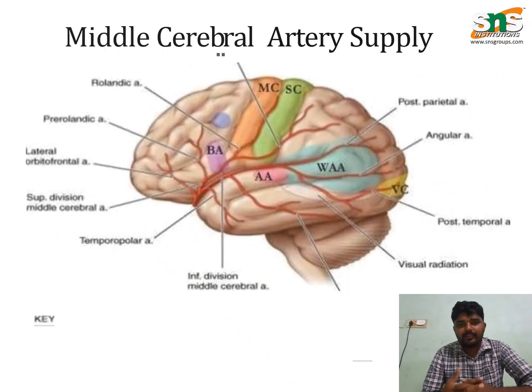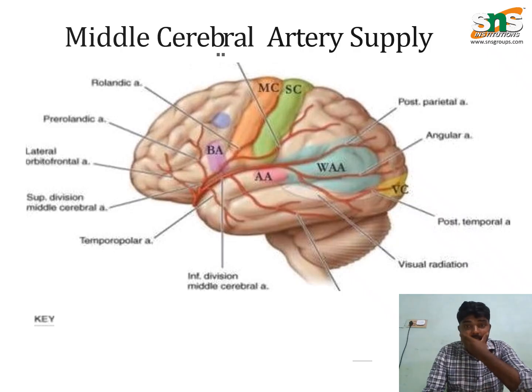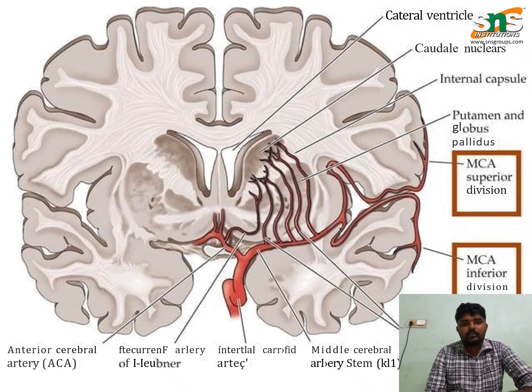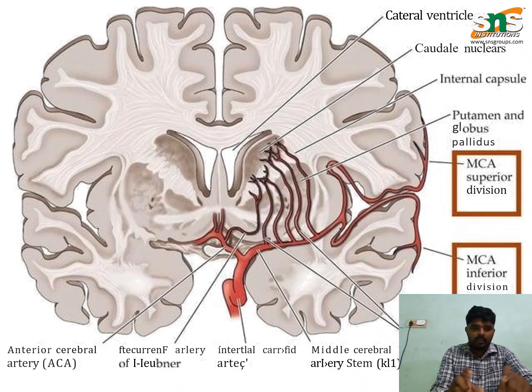There is the middle cerebral artery supply. The cortex is mainly supplied by the middle cerebral artery: posterior parietal lobe, angular, posterior temporal lobe, inferior division of the middle cerebral artery, visual radiation, temporopolar, lateral orbital frontal, prerolandic, and rolandic branches. Then the midline structures and lateral ventricle: caudate nucleus, internal capsule, putamen and globus pallidus. Then the MCA division, inferior division, middle cerebral stem, internal carotid artery, and anterior cerebral artery.